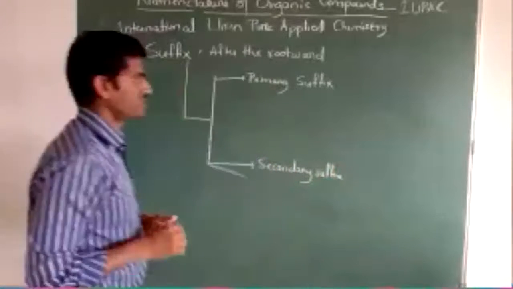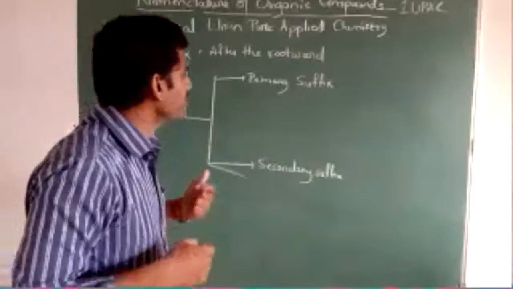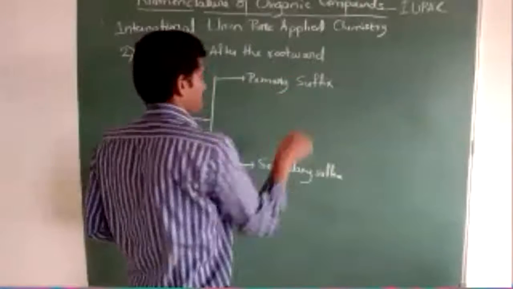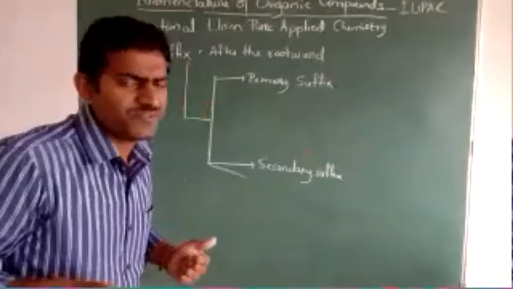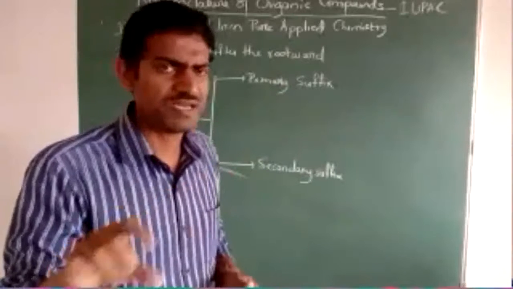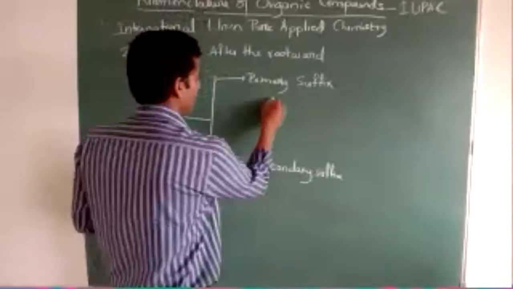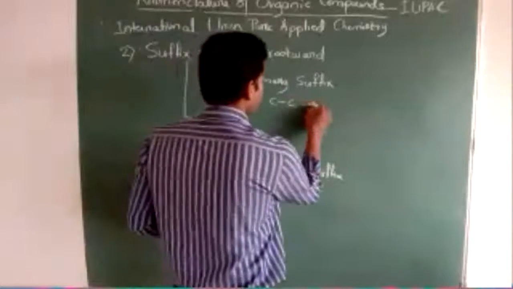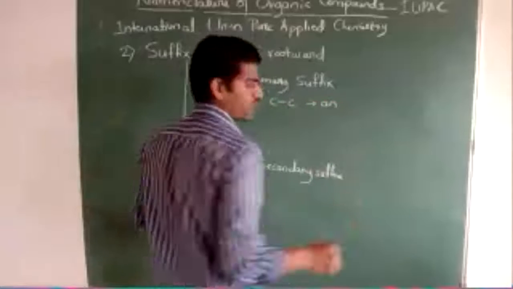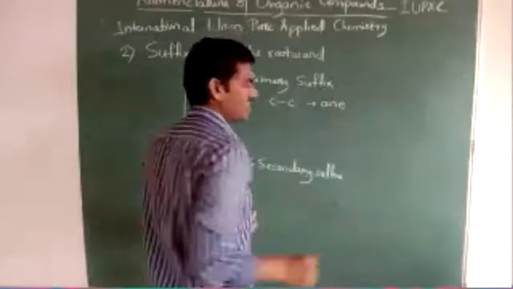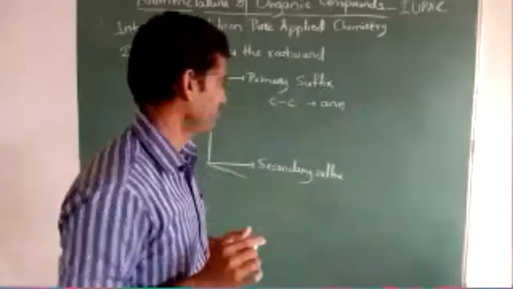I think in your mind the question will arise: what do you mean by primary suffix and what do you mean by secondary suffix? For primary suffix, we use it if the chain is having all single bonds. If carbon-carbon is having a single bond, we are going to use ANE.